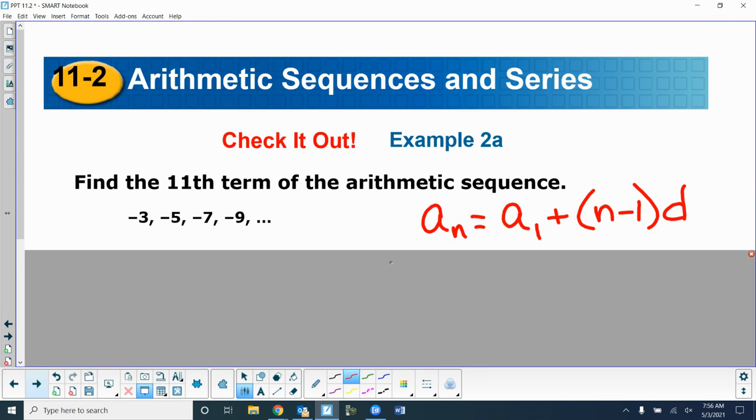So, 11th term: wherever I see n, I'm looking for A11, so I put 11 there. A1 would be -3. What's the common difference? What's -5 minus a -3?